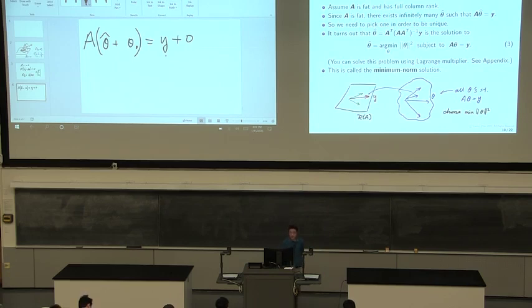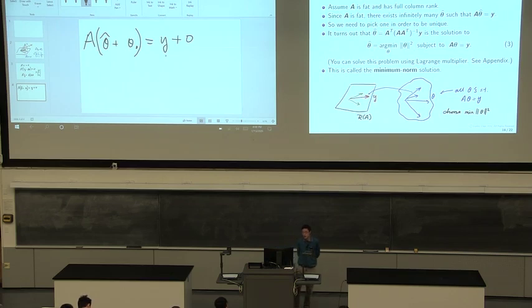Okay? So if A is a fat matrix and it has full column rank, by the way, the rank is defined as the number of independent columns in a matrix. And by independence, I mean that you form a linear combination. If you set it to 0, then all the linear combination weights have to be 0, because they're independent. Okay? So that's just the definition of independence and also rank.